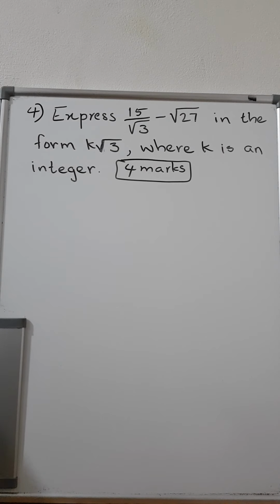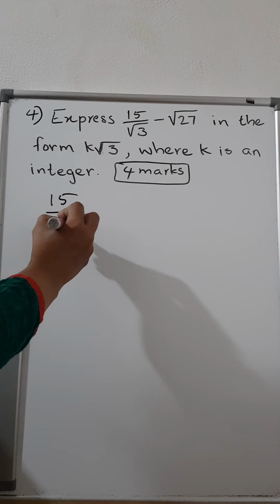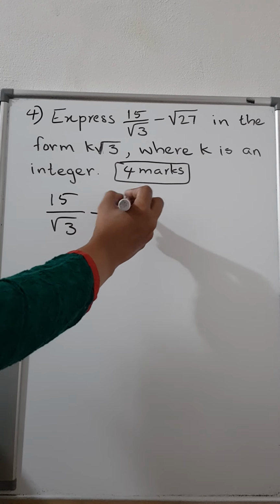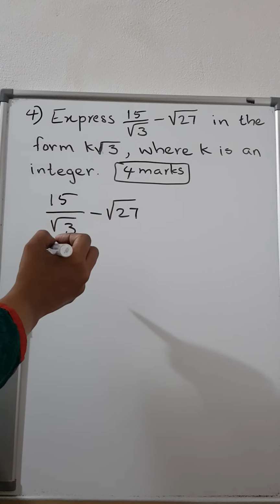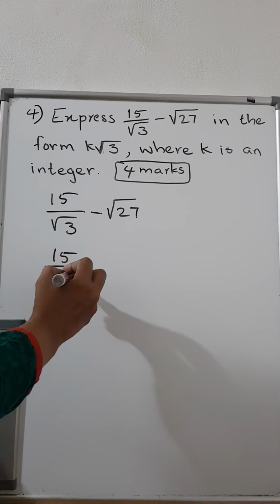Let's see the fourth question. Express 15 divided by root 3 minus root 27 in the form k root 3, where k is an integer. The question carries 4 marks. See, we have an expression 15 divided by root 3 minus root 27. So first part, we'll first simplify the first part, that is 15 divided by root 3.